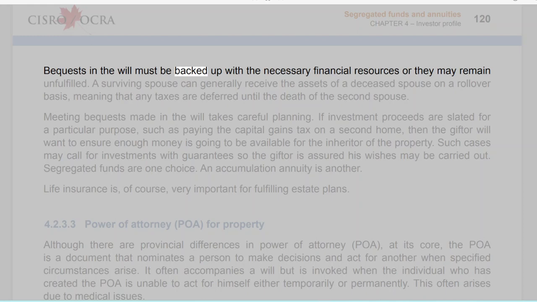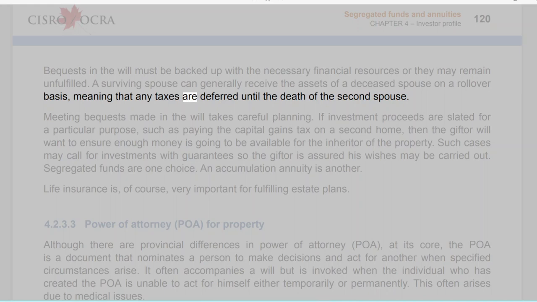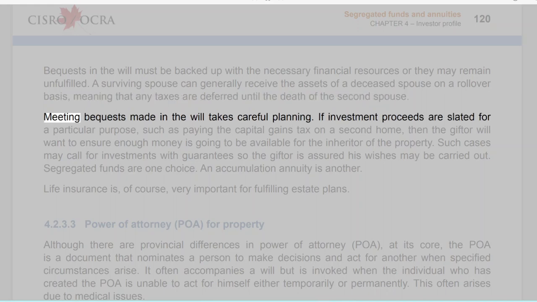Bequests in the will must be backed up with the necessary financial resources or they may remain unfulfilled. A surviving spouse can generally receive the assets of a deceased spouse on a rollover basis, meaning that any taxes are deferred until the death of the second spouse. Meeting bequests made in the will takes careful planning.